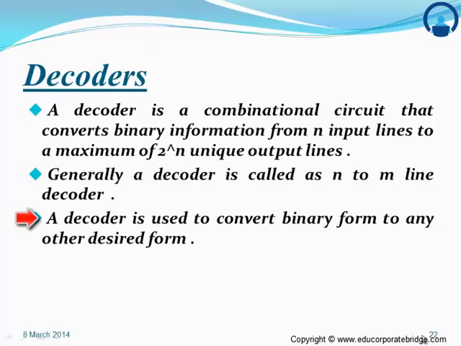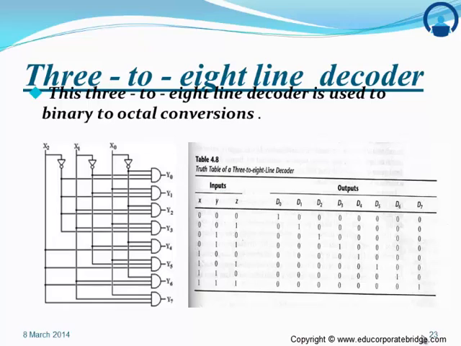This decoder can be used to convert a binary number to an octal number, octal to hexadecimal, and various other forms of numbers. So let's study decoders, how they can be processed, and what applications they are used for. Decoders are of two types: active high decoders and active low decoders. This 3 to 8 line decoder is the example, the logical diagram for 3 to 8 line decoders.